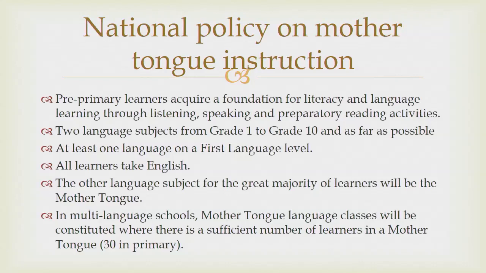In multi-language schools, there are those schools that have learners from different language backgrounds. Mother tongue language classes will be constituted where there is a sufficient number of learners in a mother tongue, which is 30 in a primary school. So if you have, for example, learners registered for Oshiherero in 1 grade, and they make up the number of 30 in 1 class, then you can introduce that particular language.